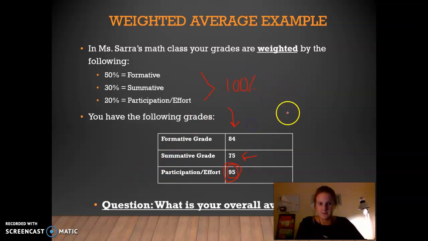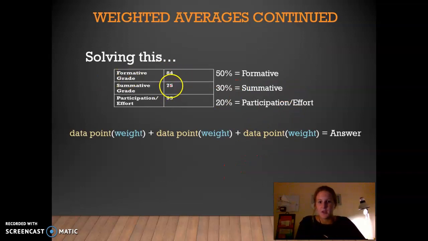Well, you take each data point and you multiply it by the weight. So 84 is my first data point, and it has a weight of 50%. Okay, when I multiply percents, I'm going to change this into a decimal. I move the decimal point 2 places to the left. I know that 50% is really just the decimal 0.5. So my first step would be to multiply the data point of 84 by its corresponding weight, which is 50% because it's a formative grade.